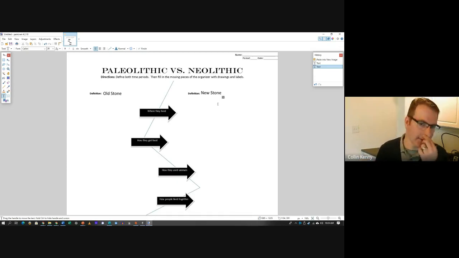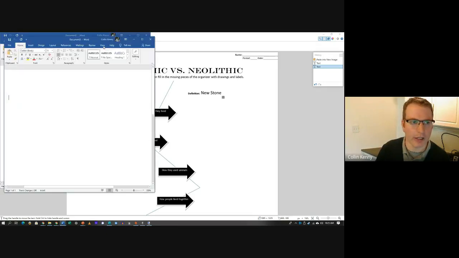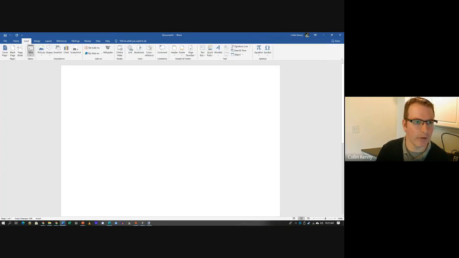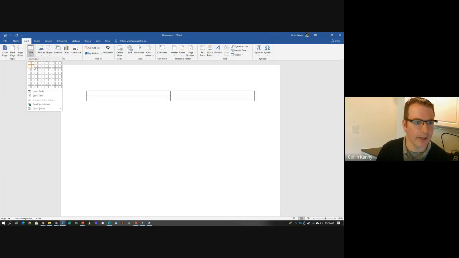It doesn't have to be at an angle or anything like that. We just need to know that we have Paleolithic on one side, Neolithic on another. You can literally just write it down on paper, or you could open a Word document. And here's a handy trick you can do. You can go to Insert Table and just be like, here, you got it.